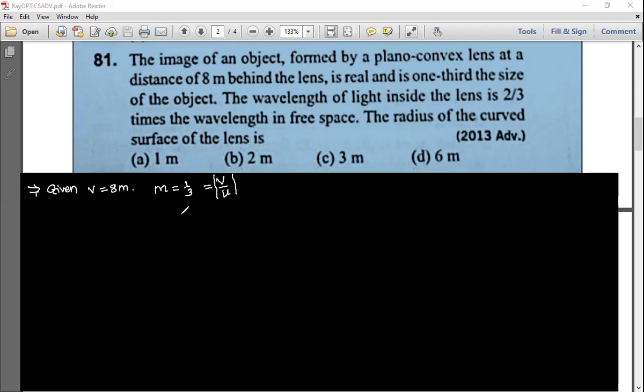Clear? Okay. Next, the wavelength of light inside the lens. Wavelength of light inside the lens is 2/3 times the wavelength in free space. Means lambda in glass is equal to, this is air only, right? Free space means air. Lambda in glass is equal to 2/3 times lambda in air. Shall I write like this? Check once. The radius of the curved surface of the lens is.